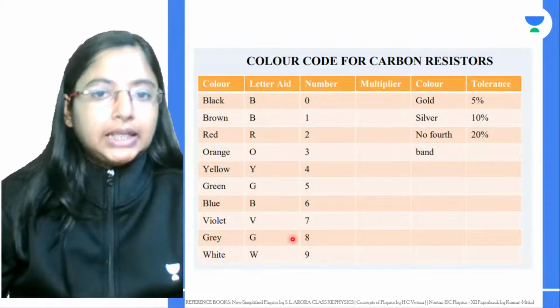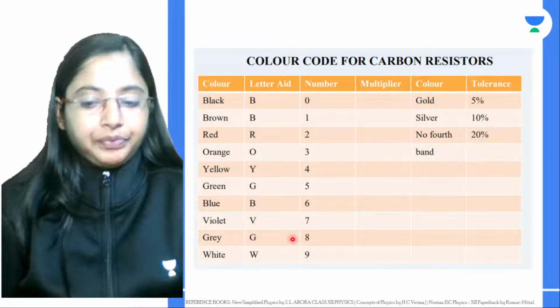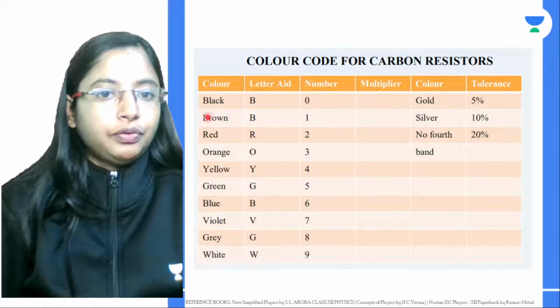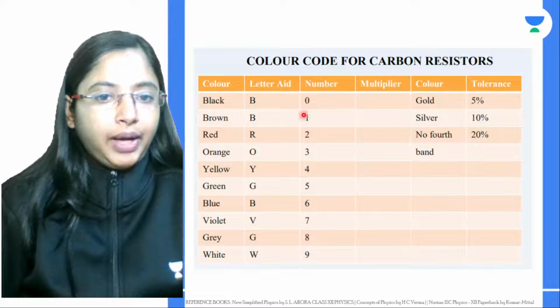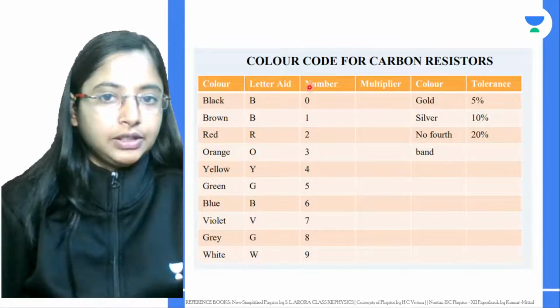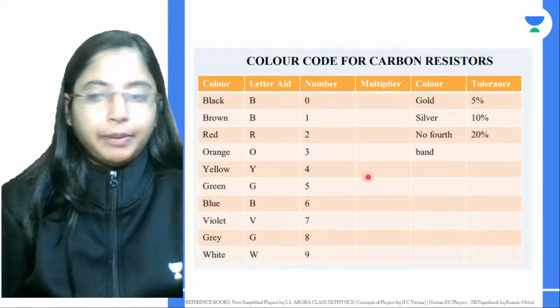So each color represents a particular number. Okay, so if it is black, the number that goes with it is 0, for brown 1, red 2, and so on. Each of these letters goes with a particular number.